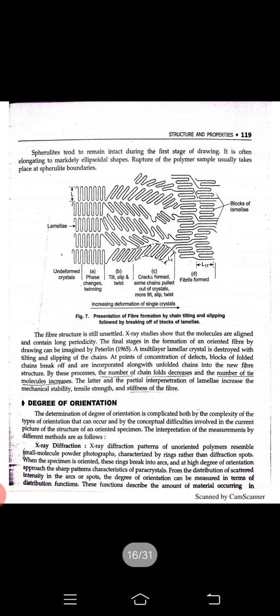First we discuss X-ray diffraction. X-ray diffraction patterns of unoriented polymer resemble small molecule powder photographs, characterized by rings rather than diffraction spots. When the specimen is oriented, these rings break into arcs, and at a high degree of orientation approach the sharp patterns characteristic of a paracrystal, from the distributions of scattered intensity in the arcs or spots.